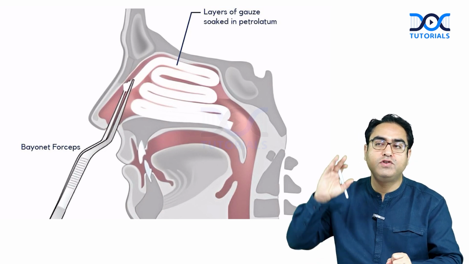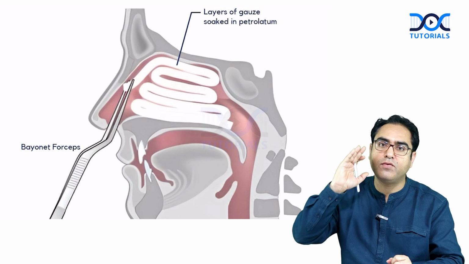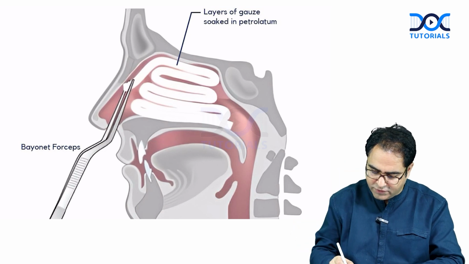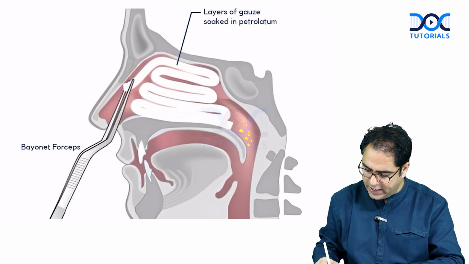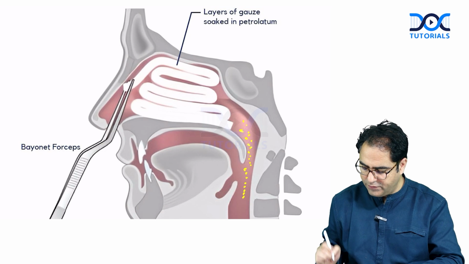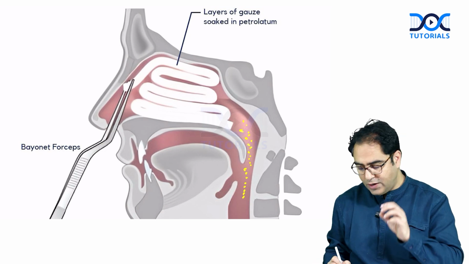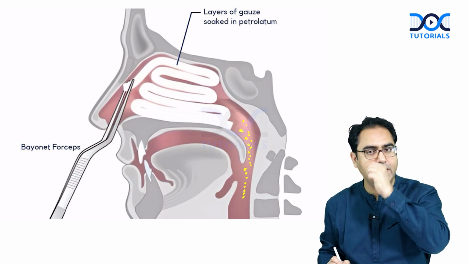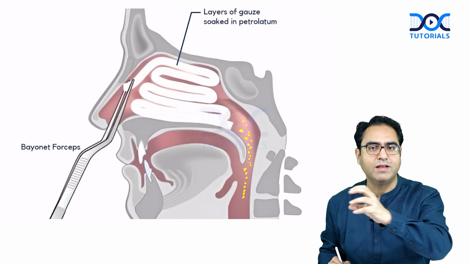Choana is the posterior opening of the nasal cavity. By chance, if bleeding occurs from that area, the bleeding will still continue. You see, bleeding will still continue. The bleeding will not stop. Okay. Then you need to put one more pack over here, and that pack will be called a posterior nasal pack.